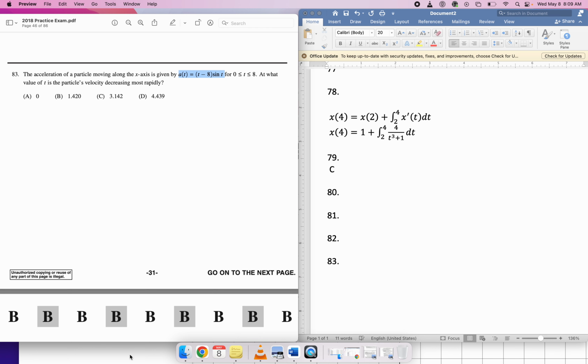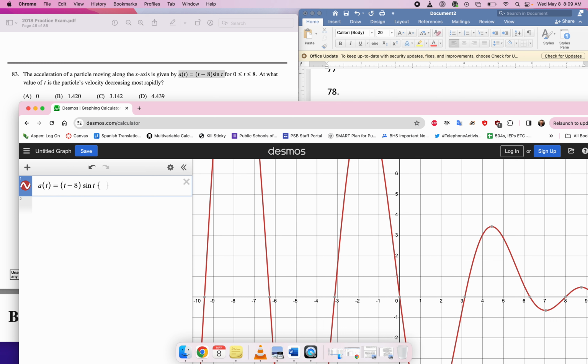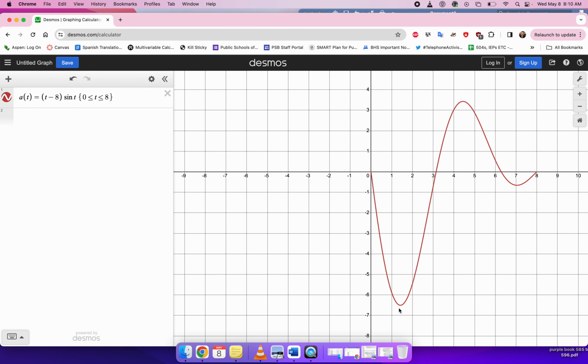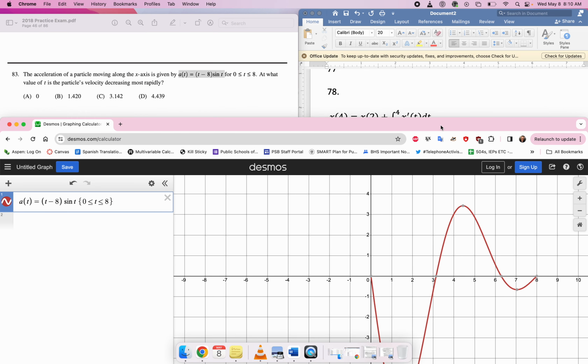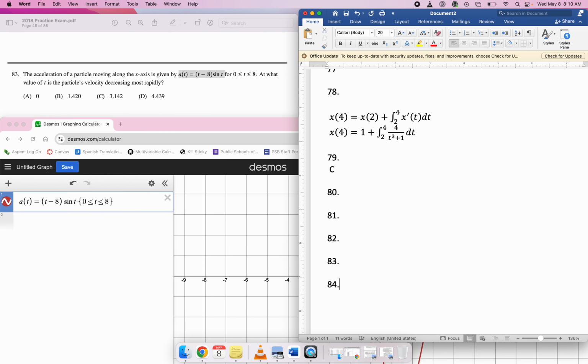So I'm just going to graph this function, t minus 8 sine t. And I'm only interested in the interval from 0 to 8, so make sure you restrict your window on your calculator. So that's what it looks like. When is it most negative? Here. So you would use calc minimum to find the x-coordinate of this point. So that is 1.42, which looks like it's B. Cool. 84.